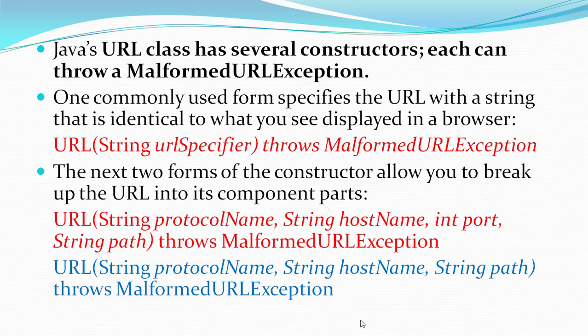The next two forms of the constructor allow us to break up the URL into its component parts. It has four component parts. Like this: URL(String protocolName, String hostName, int port, String path) throws MalformedURLException. Next one is URL(String protocolName, String hostName, String path) throws MalformedURLException. Like this, three forms of URL constructors are there.